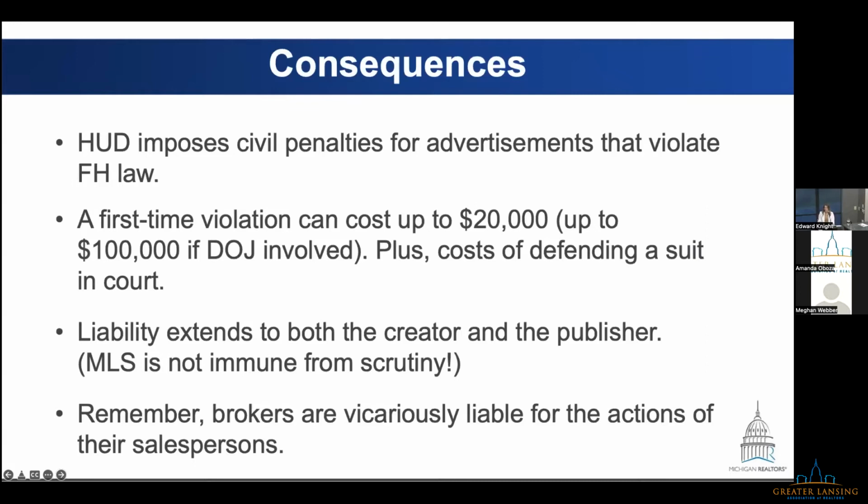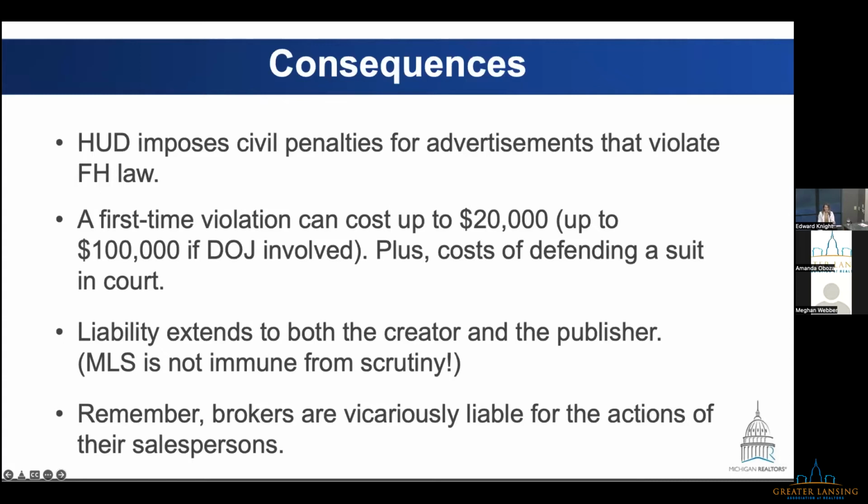But I think that the biggest concern here is your public image and your loss of reputation. We work in an industry where your reputation is everything, and you don't want to be known as the agent who violates fair housing law and who discriminates against potential clients.